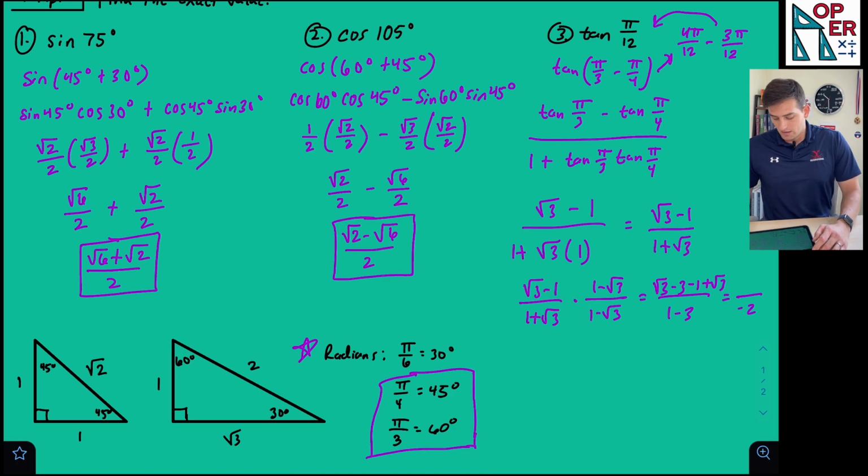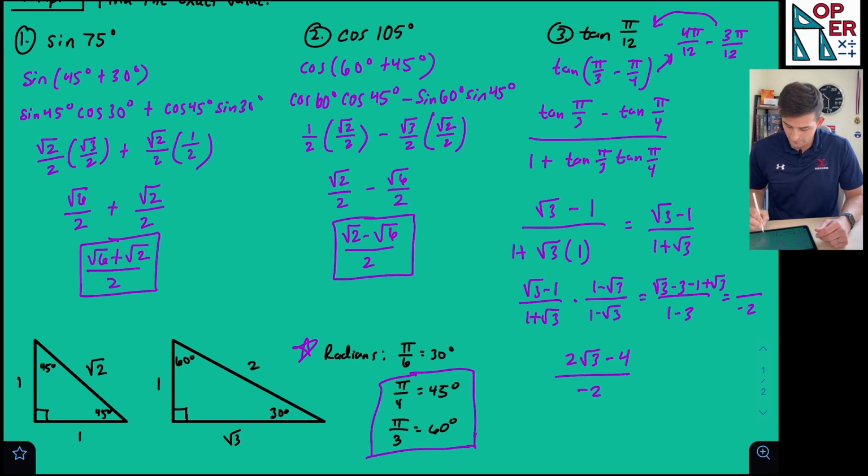Okay. So now let's come down and simplify that because we're getting a little tight here to the edge of the screen. So notice we have root 3 plus root 3, so we'll write that as 2 root 3. And then we have negative 3 minus 1, which would be minus 4. And we're dividing this by negative 2.